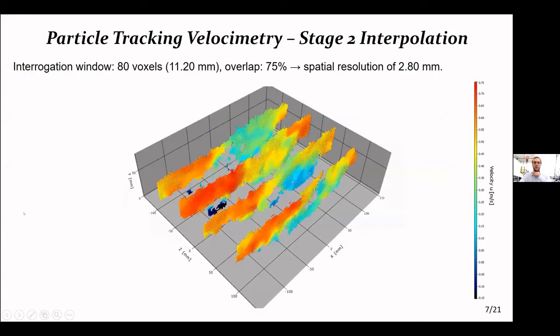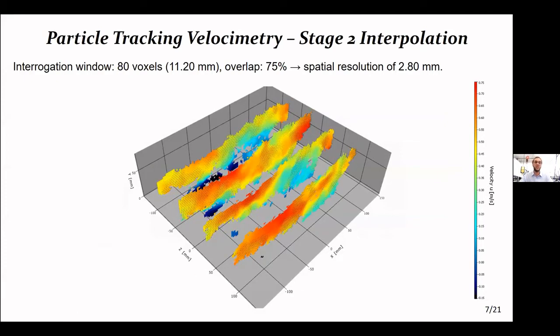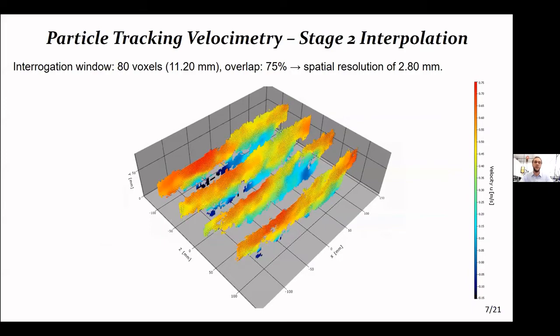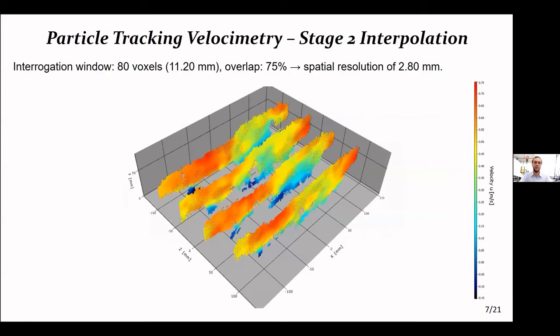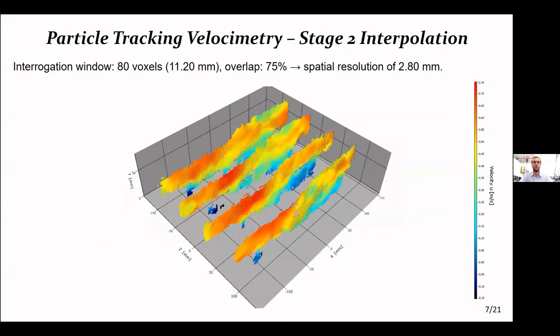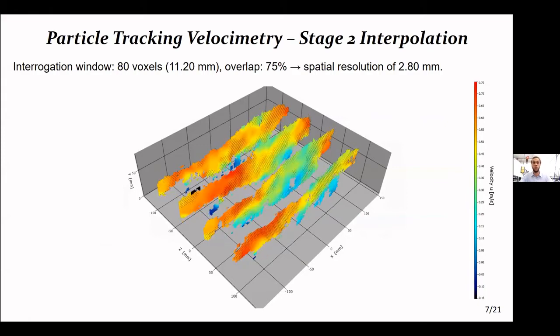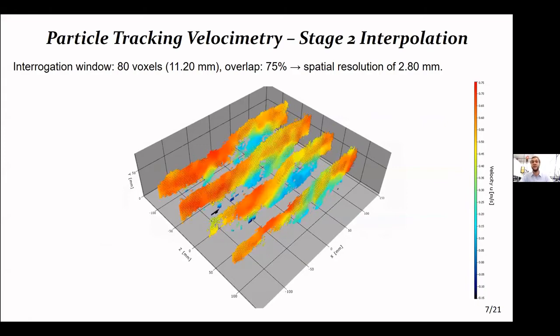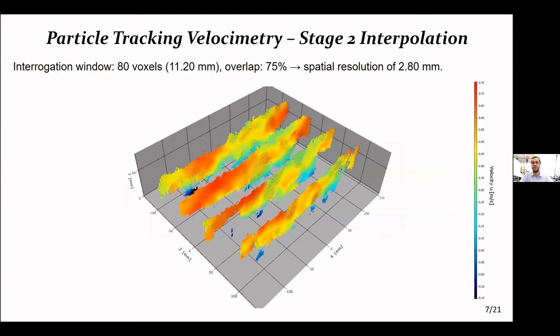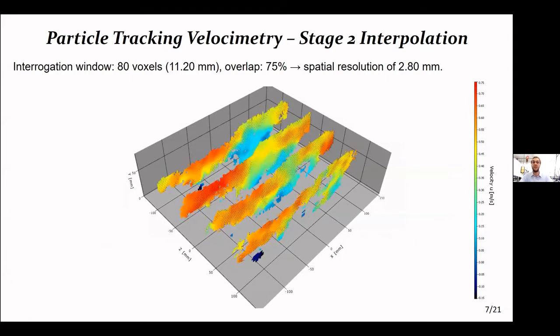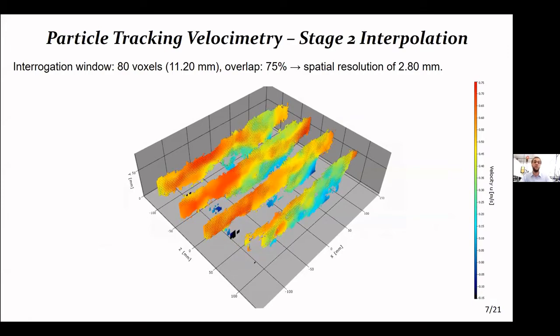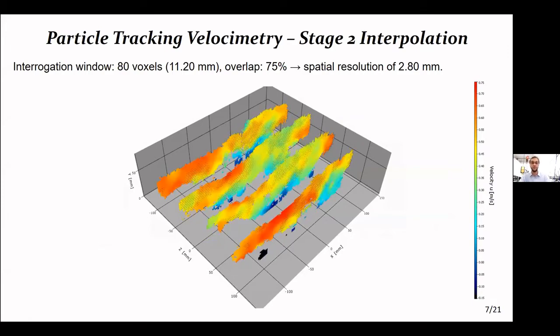A binning procedure was done using the tracks file as input, and an interrogation window of 80 voxels and an overlap of 75% was used, meaning that the spatial resolution of the measurements was 2.8 millimeters in the streamwise, vertical, and spanwise directions.